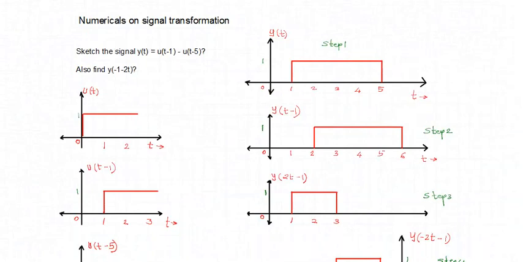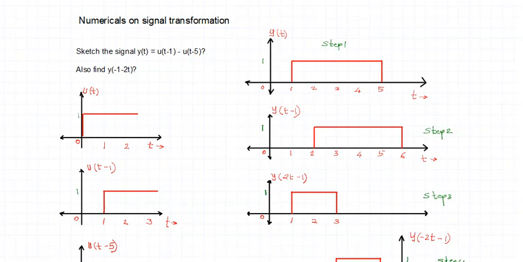You have been asked to sketch the signal y(t), which is the difference of u(t minus 1) minus u(t minus 5). So as just discussed, what is the u(t) signal? u(t) is the unit step signal. When I do u(t minus 1), what is being done here? Can I say we are shifting the unit step signal by 1 unit? u(t minus 5) indicates that the unit step signal is shifted by 5 units.